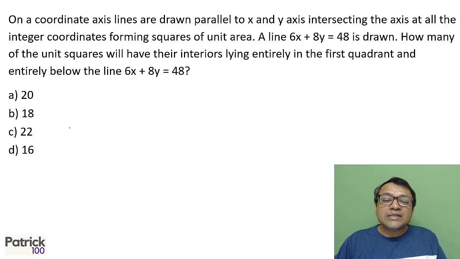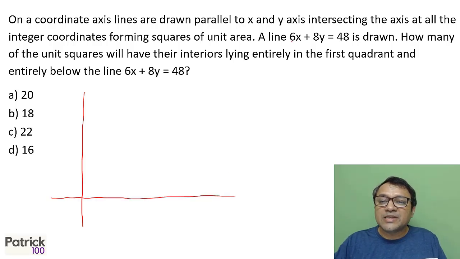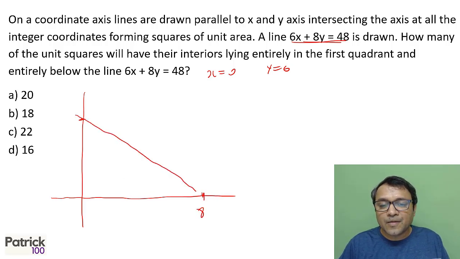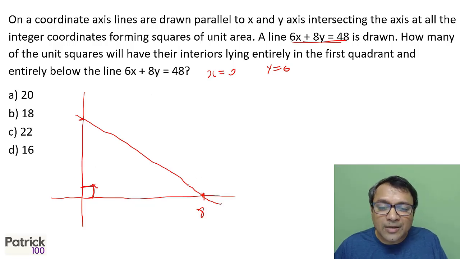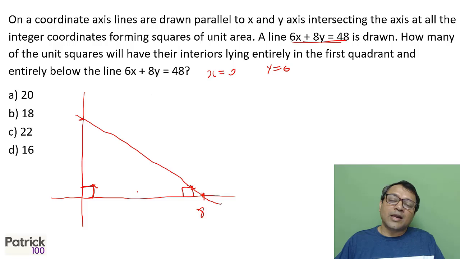On the coordinate axis, lines are drawn parallel to x and y axis. Line 6x plus 8y equal to 48 is drawn. So when x is 0, y is 6. And when y is 0, x is 8. So this is the line which is there. For any square to lie inside this region, a corner point should be lying within this square or on the line. Like for example, if you look at this square to be inside, this point has to lie on the line or within the line for the area to be inside the triangle or below the line.